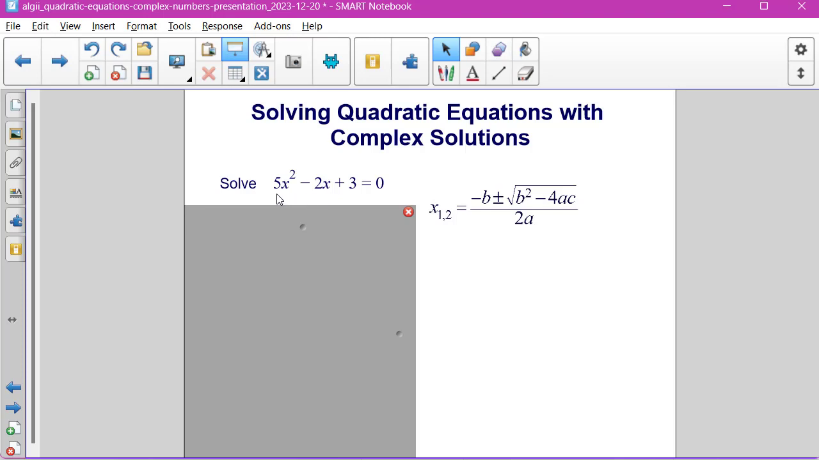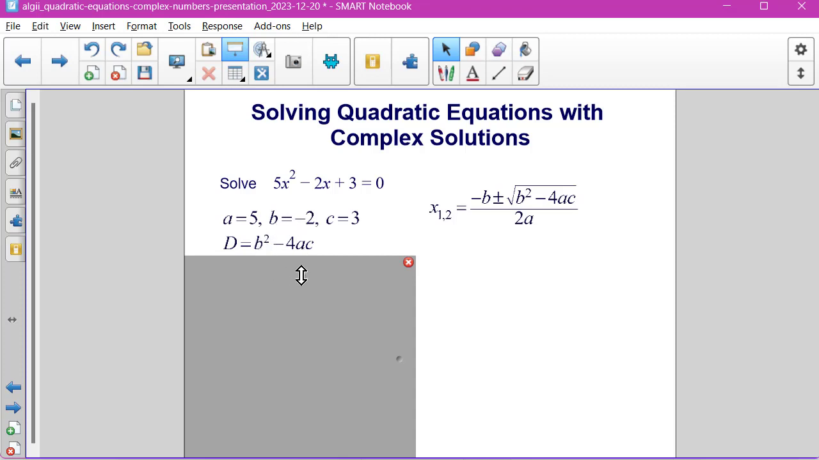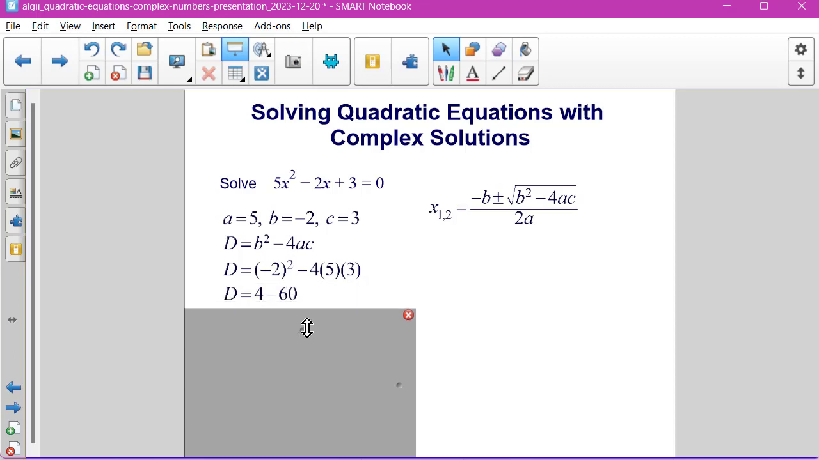Here's an example. We have to solve 5x squared minus 2x plus 3 is equal to 0. First, let's identify our a, b, and c values for the quadratic formula. Our a value is going to be 5, b is going to be negative 2, and c is going to be positive 3. So then if we substitute these values in for the discriminant, we'll have negative 2 quantity squared minus 4 times 5 times 3. And then when we evaluate this, negative 2 squared is positive 4 minus 60. That's going to give us negative 56 as our discriminant value.